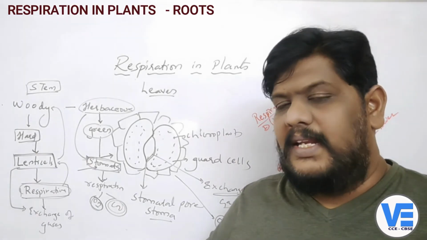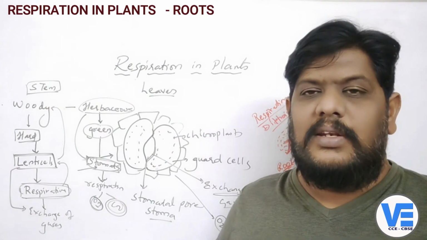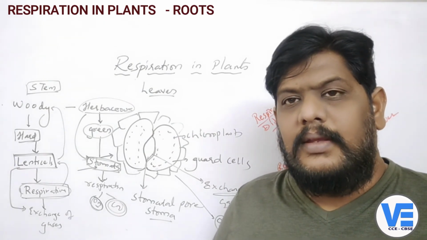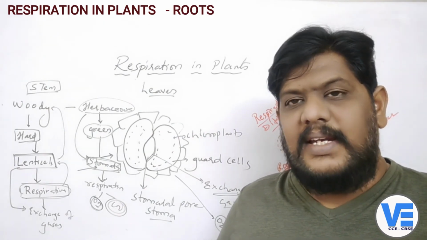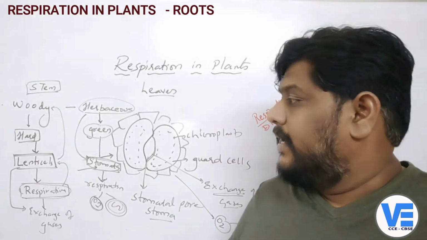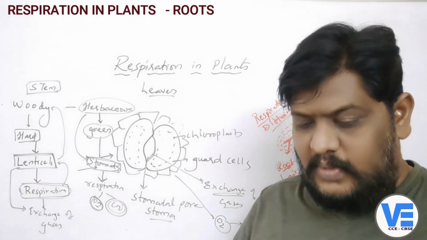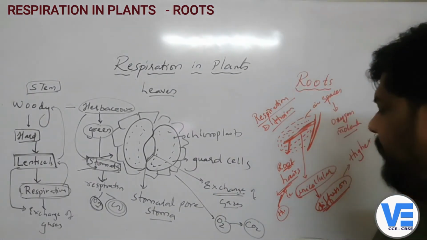Because if there is a presence of water over there, the plants cannot take the proper oxygen, and that will result in the death of the plant. That's why they follow a different process, right? We'll see what the process is.